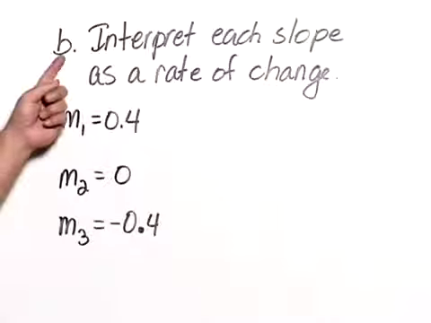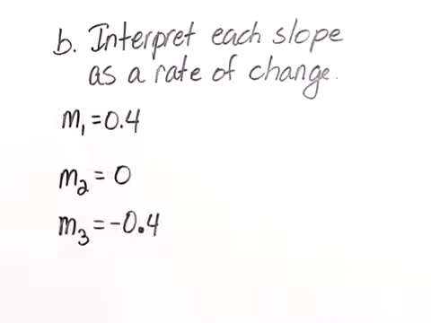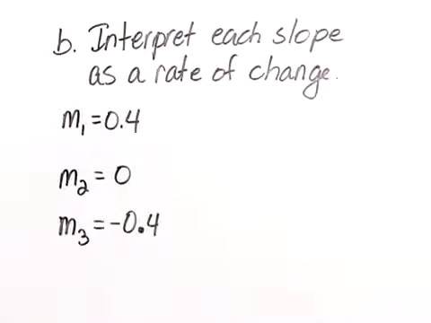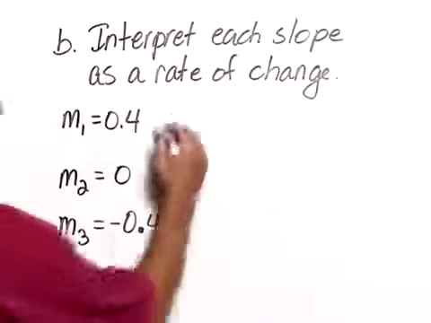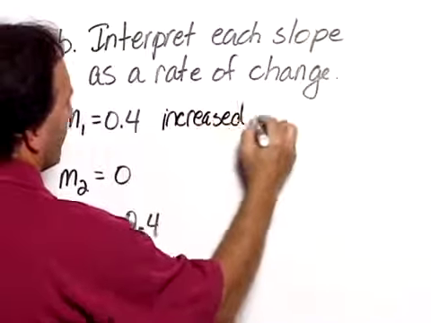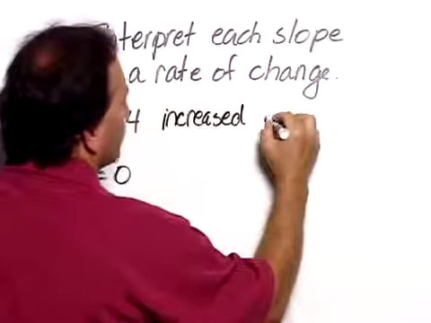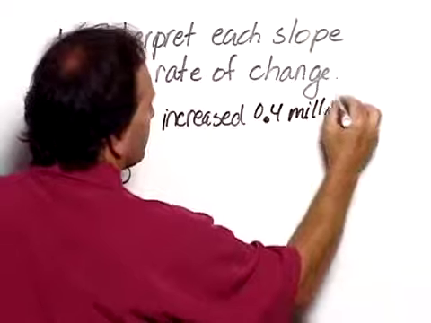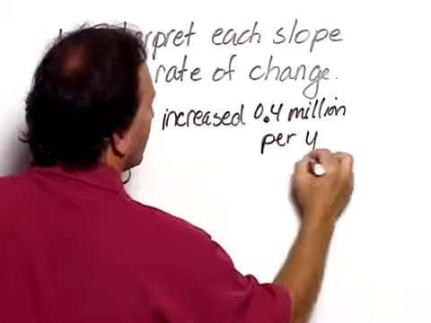For part B, interpret each slope as a rate of change. We'll start with the first slope, which we found to be 0.4, and remember that that refers to, in terms of a rate of change, that the number of welfare beneficiaries increased. What we will say is 0.4 million per year.